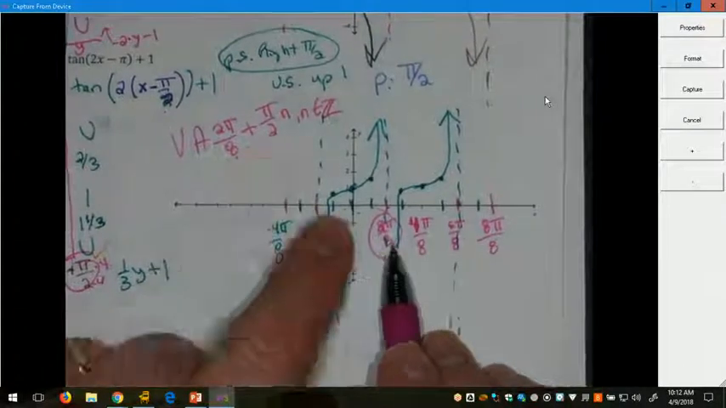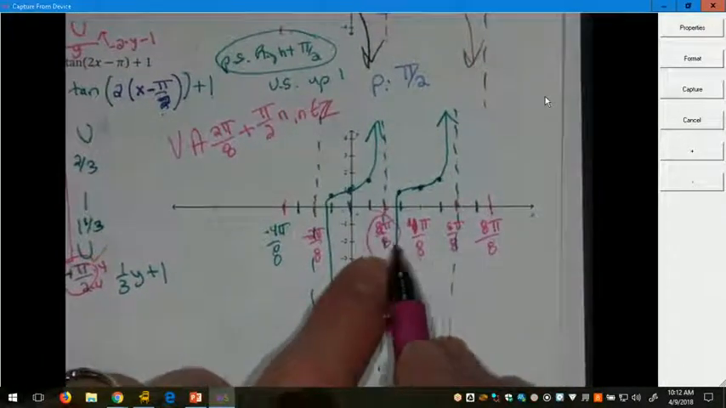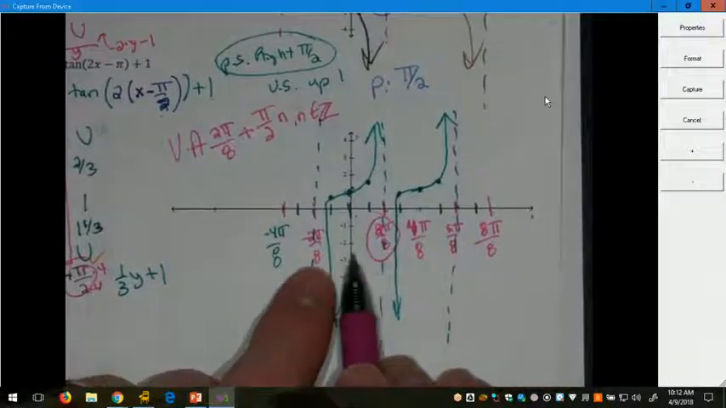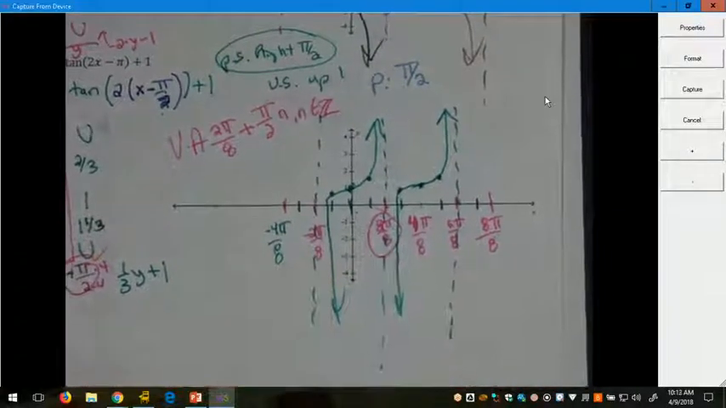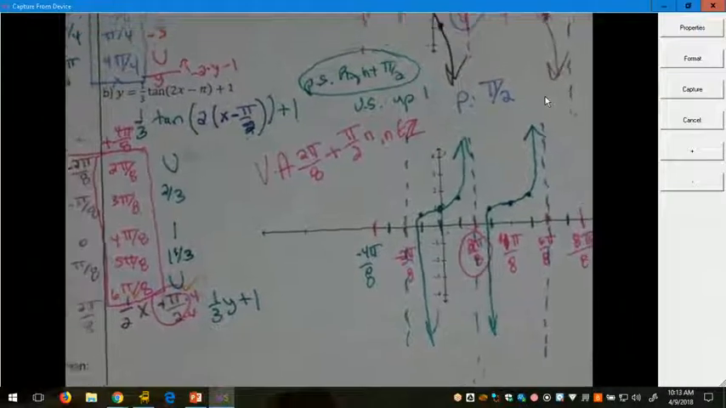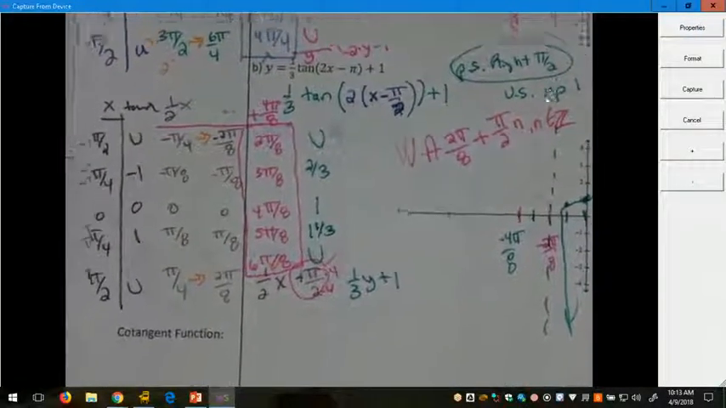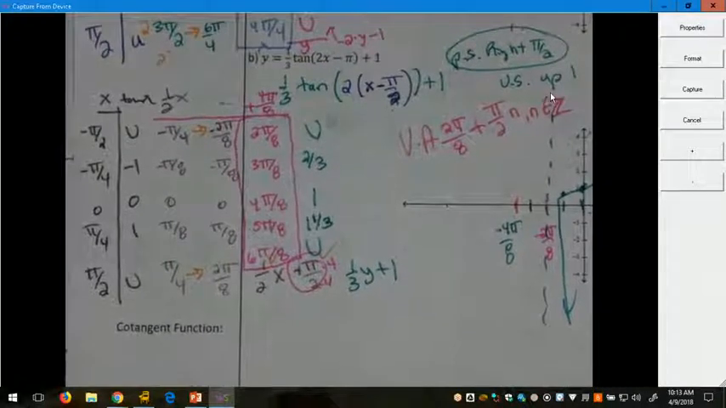Every half pi units, this thing's going to repeat. So it was at 2. There's 2, 4 pi over 8 is half pi. Every half pi units, it repeats. This concludes the notes for graphing tangent. We will be looking in our next lesson at graphing the reciprocal function.